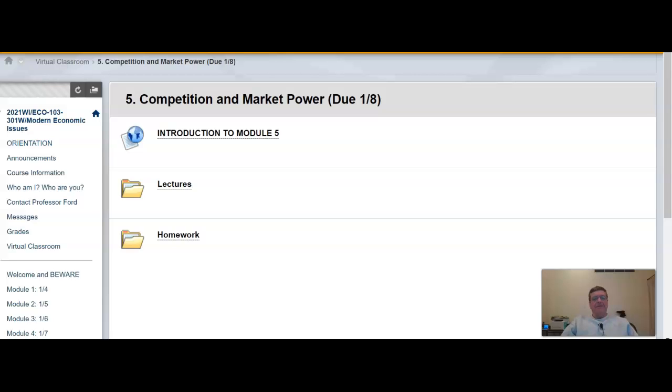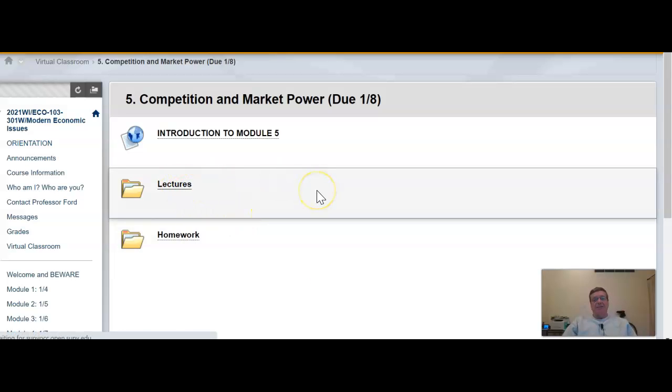In Module 5, we talk about an area of economics called industrial organization. And there are different market structures. We talked a little bit about competition in the previous module, at least in the lectures. And in this chapter in the text, they talk about perfect competition. I'm just barely skimming the top.